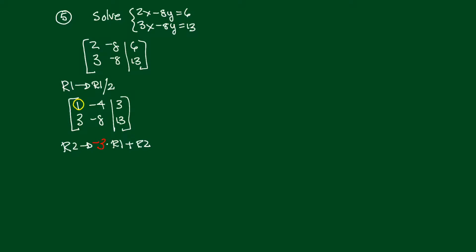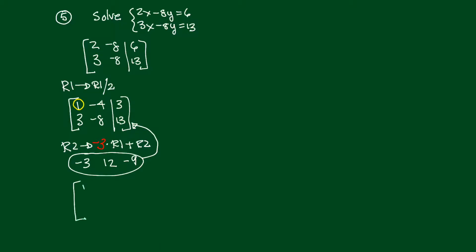So let's do that. -3 times every number in the first row, right? What I'm really doing is just multiplying both sides of that first equation by -3. So it's a legitimate operation. So here's what this is going to look like. It is going to be 1 times -3 is -3. -3 times -4 is 12. -3 times 3 is -9. And I'm going to add that to row 2. So here's what we get then.